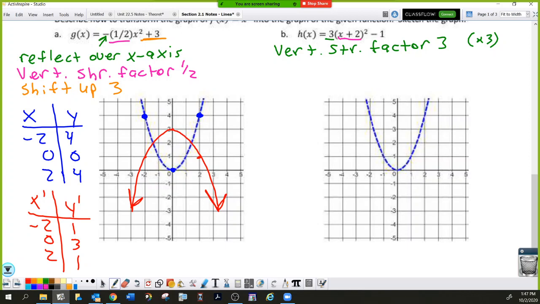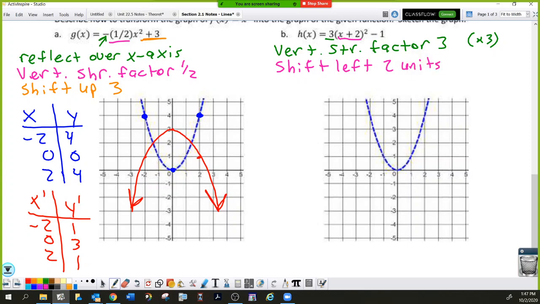Well, that one, that's an inside change. Horizontal, inside, opposite. So it looks like we're adding 2 to our x's, so we're actually subtracting 2 from our x's. And if you take an x value and subtract 2 from it, it's going to move left on the number line. So this is shifting left 2 units.